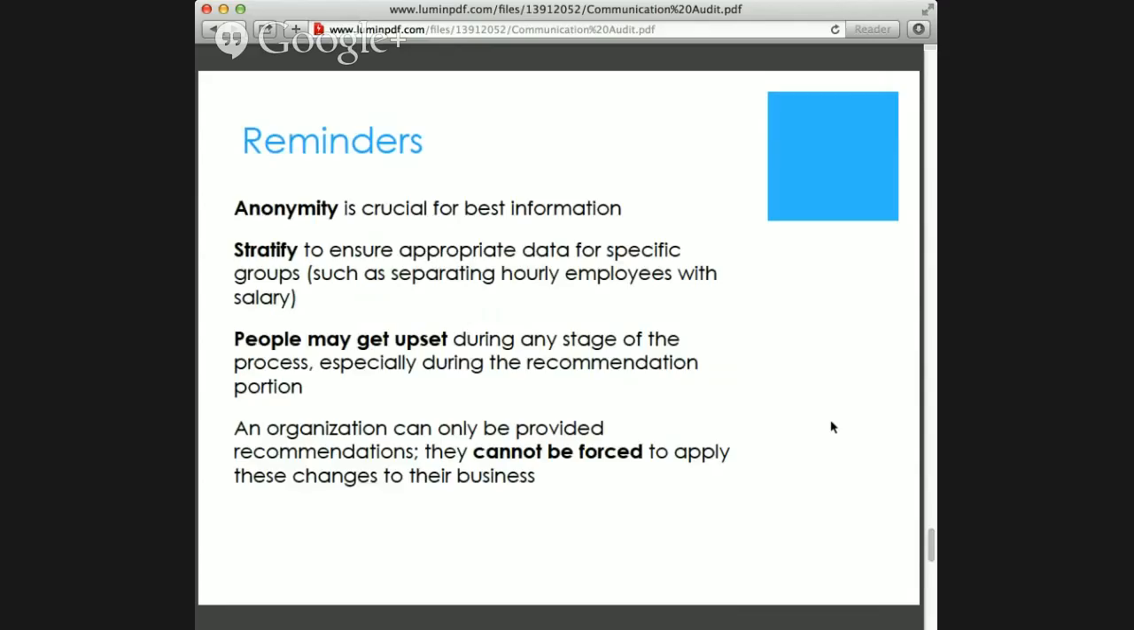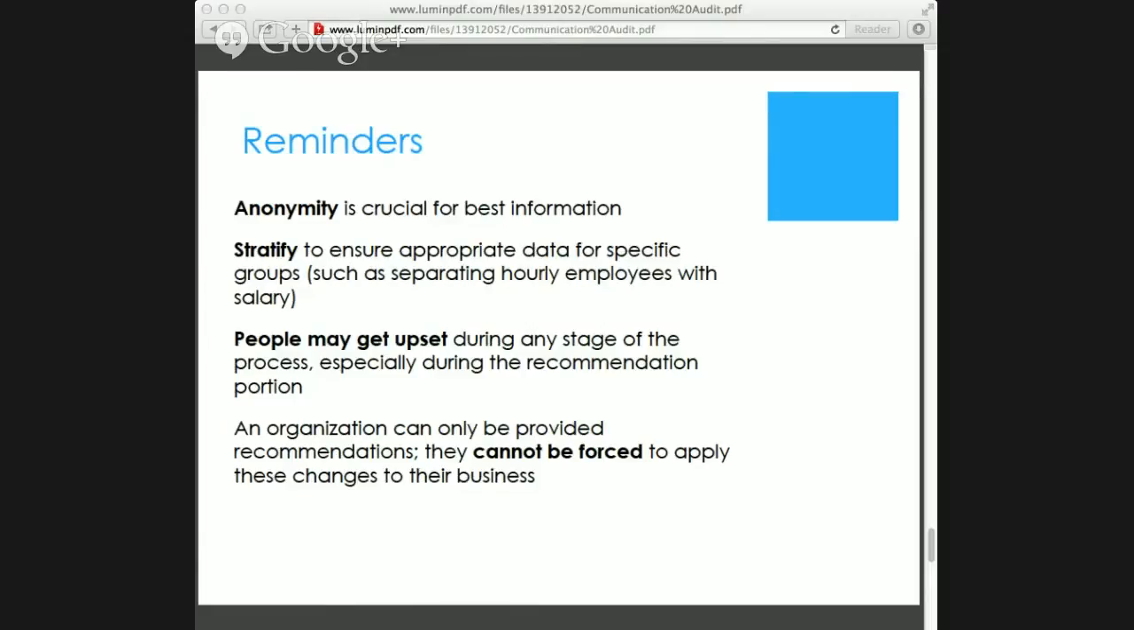So now some reminders for the communication audit. Having anonymity is absolutely crucial to gathering the best information. You want the participants to be as open with you as possible. If you are conducting an audit for your own organization, this might be a bit more difficult due to the pre-existing relationships that you have with employees. Though it can be costly, having a third party conduct the audit can help ensure that you're gathering the best data.